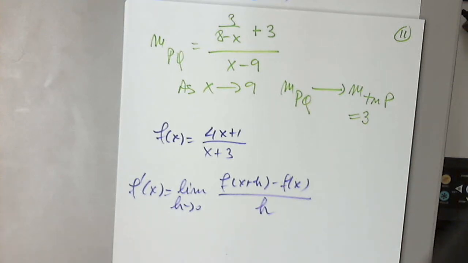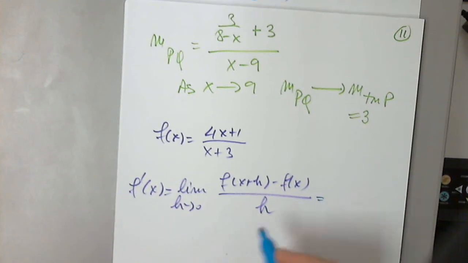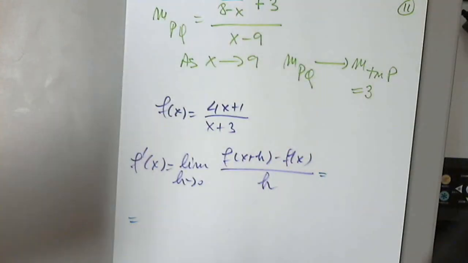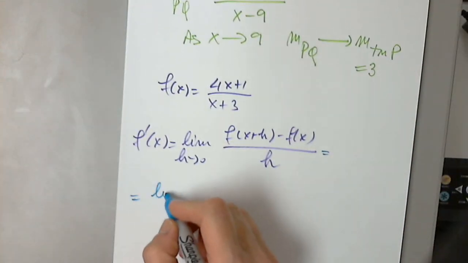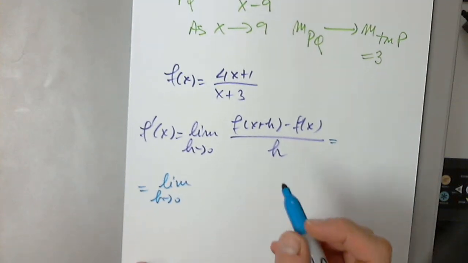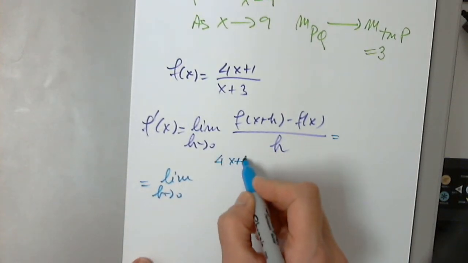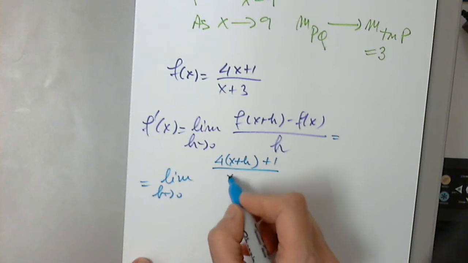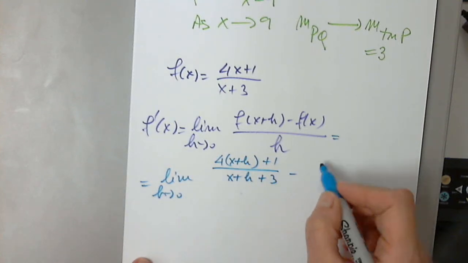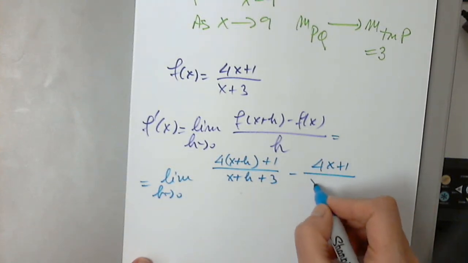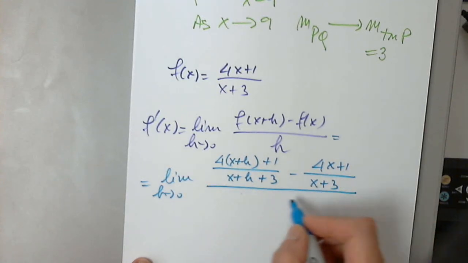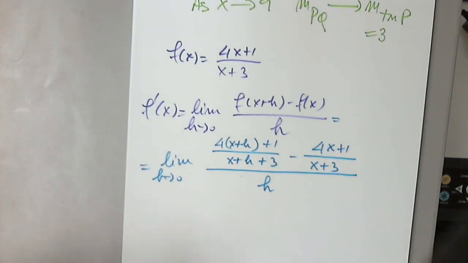Okay, so let's continue. I will plug it in. So I have the limit as h approaches 0 of 4 times x plus h plus 1 over x plus h plus 3, minus 4x plus 1 over x plus 3, and everything divided by h. Is that okay? That's when you do the, where you multiply it out. Yes.